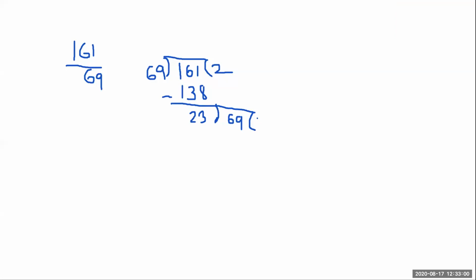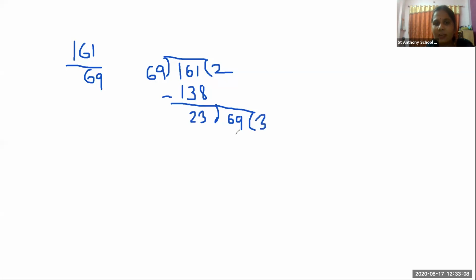23 threes are correct. Here it will come 23 threes are 69. Now 69 minus 69 is equal to what? 0. So what will be our HCF?